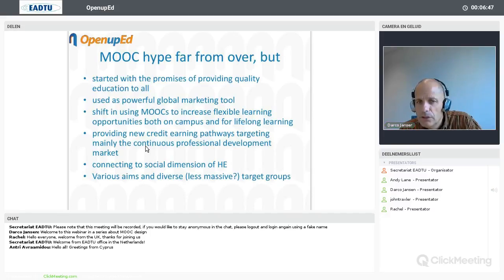And more recently we see a shift to giving credit to pathways of continuous professional development, or even providing nano degrees, micro masters, short degrees, short programs as part of a postgraduate master, or even as part of a bachelor and master degree. So they really become connected to higher education, not only as the dissemination of knowledge, but also to provide credit for it.